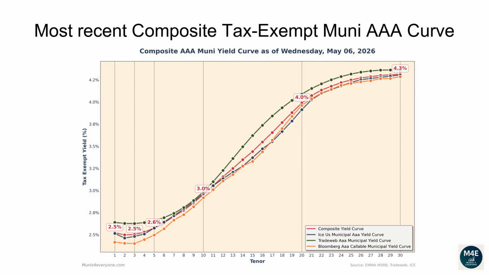The one-year composite tax-exempt yield is 2.52%. The two-year yield is 2.5%. The three-year yield is 2.5%. The 5-year yield is 2.58%. The 10-year yield is 2.96%. The 20-year yield is 3.99%. The 30-year yield is 4.32%.